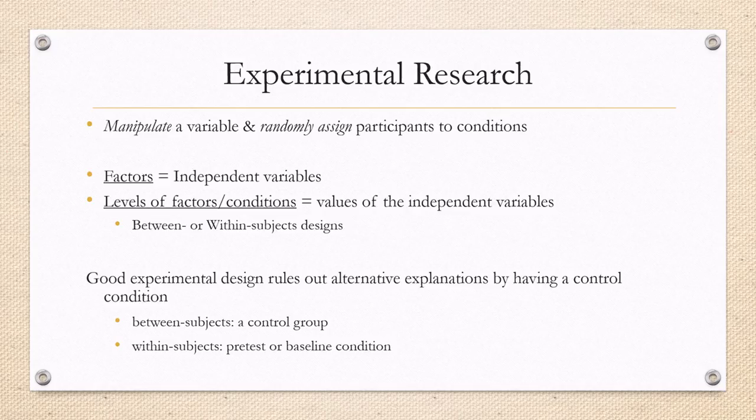So good experimental design rules out alternative explanations by having a control condition. We would have a between subjects group that is a control group. Or if we were using a within subjects design, it may be a pretest or baseline condition. In its pure form, experimental research is mostly done in labs, since it is easier to control environmental factors. It's difficult in the real world to completely have things under your control. So it's hard to get organizations to do this in the field.